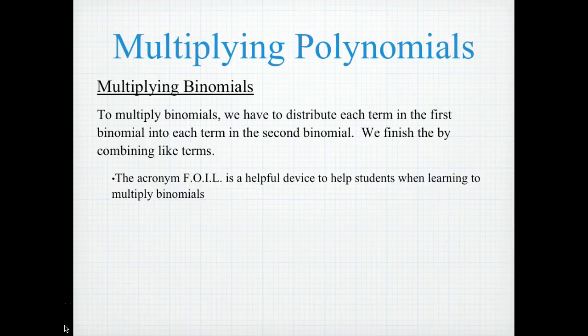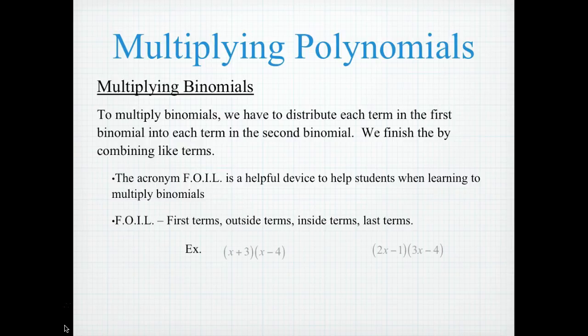The acronym FOIL is a helpful device to help students when learning how to multiply binomials. It stands for first, outer, inner, last. Multiply the first terms, then you multiply the outside terms, then you multiply the inside terms, then you multiply the last terms. For example, we have x plus 3 being multiplied by x minus 4.